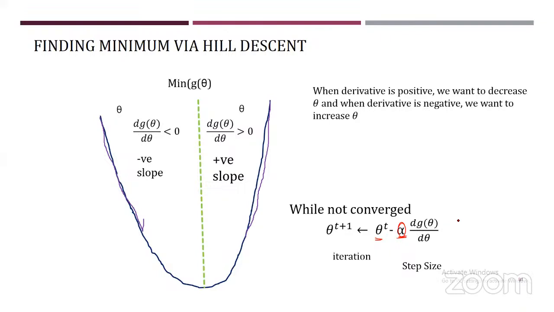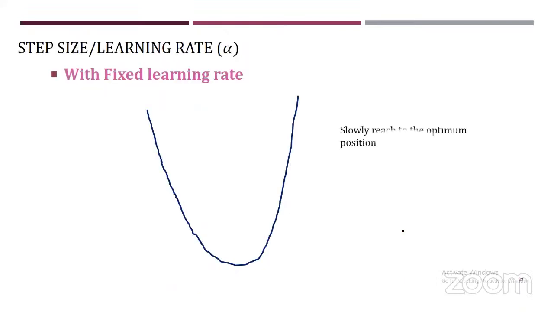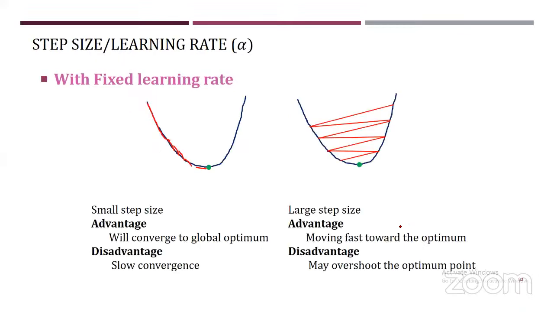It is not that we are straight away doing the subtraction or the addition. We would like to adjust the impact of your calculated value on your current one. That adjustment we are going to do based upon this alpha. Now alpha could be a fixed one, or it could be a dynamic one. In the fixed case, you have two possibilities: it could be a small step size, or it could be a large step size.